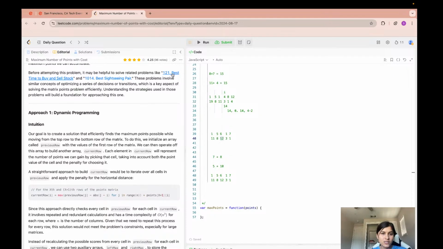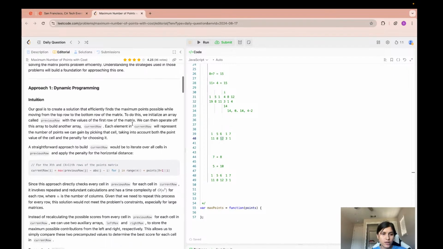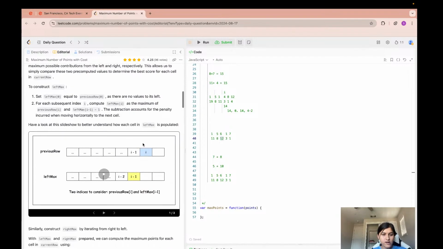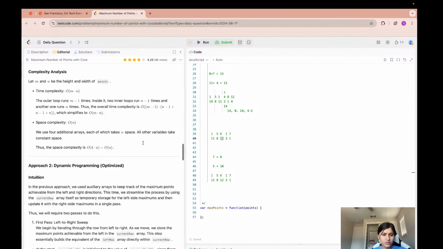I think I did this problem, but I have not seen this one. Dynamic programming: create a solution that efficiently finds the maximum points possible while moving from the top row to the bottom row. I just want to see the optimal solution.